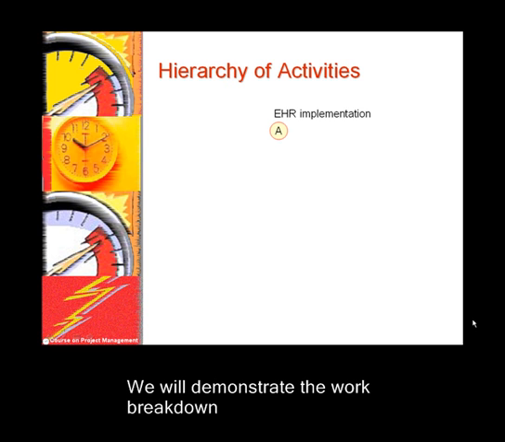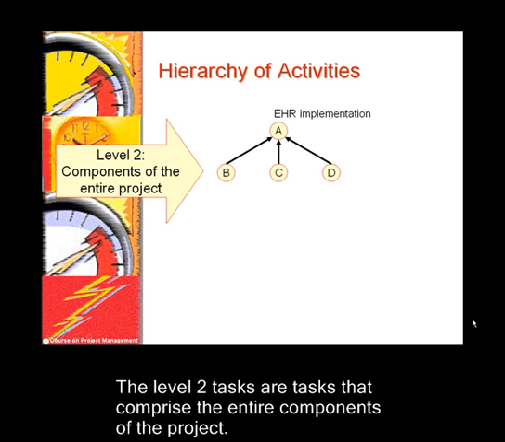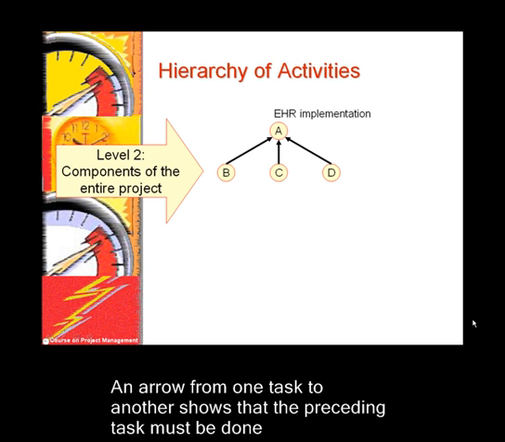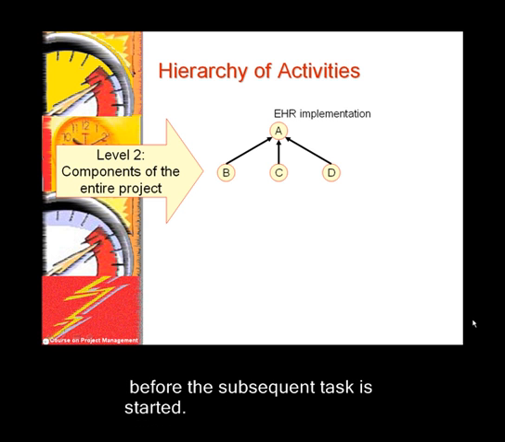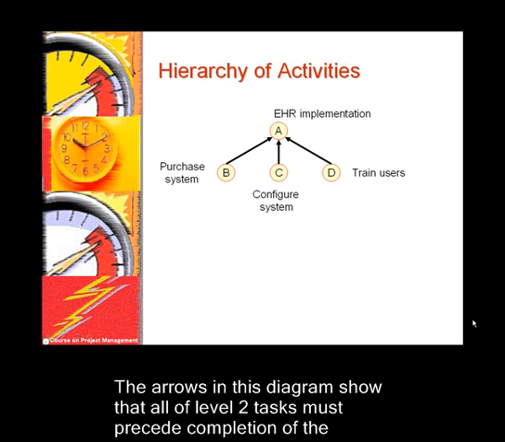We will demonstrate the work breakdown by reviewing the tasks for implementation of an electronic health record. The Level 2 tasks are tasks that comprise the entire components of the project. If these tasks are done, then the project is done. An arrow from one task to another shows that the preceding task must be done before the subsequent task is started. The arrows in this diagram show that all of the Level 2 tasks must precede completion of the project.